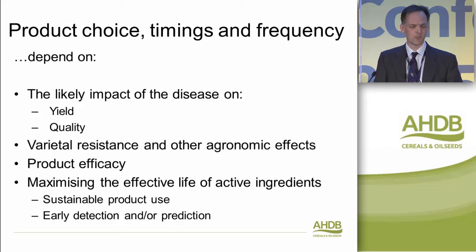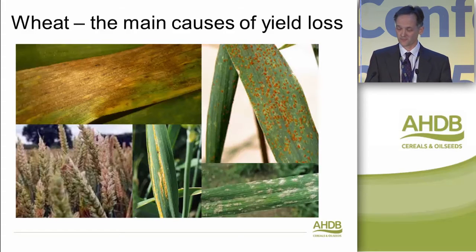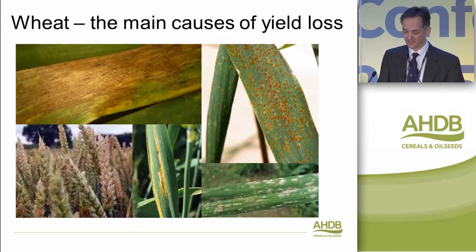But equally, when we do use them, we need to be using them in a sustainable way. And by that, I mean using them in mixtures with other modes of action to make sure that we maintain the chemistry that we have at the moment, because there are no new modes of action due to come along, and we need to protect and use what we have as effectively as possible. We'll start by talking about wheat, but those headings are going to run through all the crops that I'm going to cover today. We'll cover wheat, then barley, then oilseed rape.